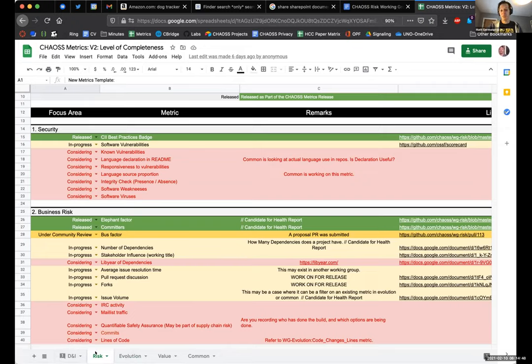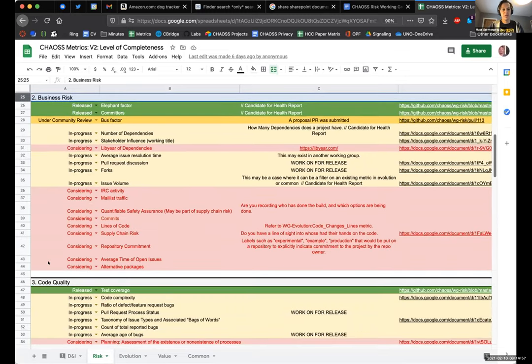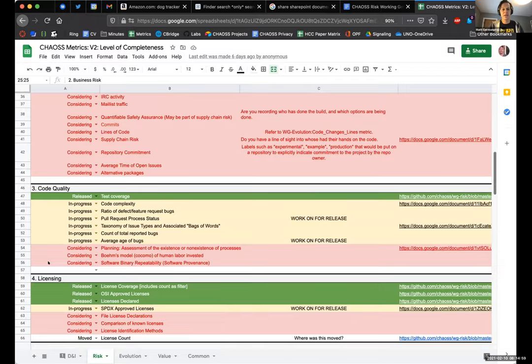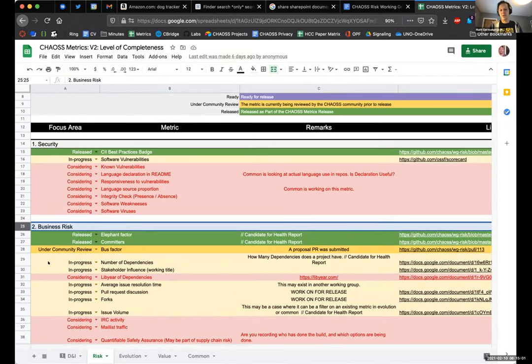And so we have the risk working group, and you can see here that you see row 14 where it says security and then business risk, code quality and licensing. These are what are called focus areas. And then within each focus area, we have particular metrics that help provide insight on that particular focus area. So I think what you're talking about is a security risk. That would be at least how we've categorized it in the past.